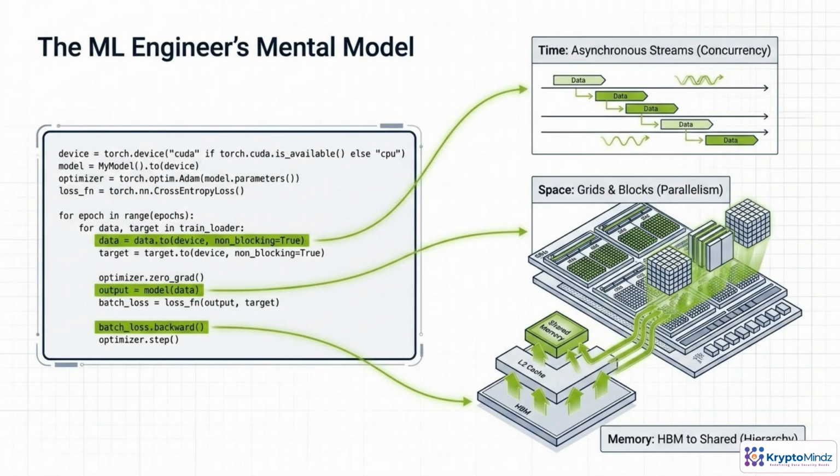From your perspective in PyTorch or TensorFlow, the mental model is simple. Send tensors to the device, run the model, call backward, and step the optimizer. Under the hood, each of those lines explodes into many CUDA kernels. Those kernels are scheduled across grids and blocks in space and across streams in time. Data flows through the memory hierarchy from HBM into caches and shared memory. You don't control every kernel, but with a few key choices you do influence concurrency, parallelism, and how data moves.